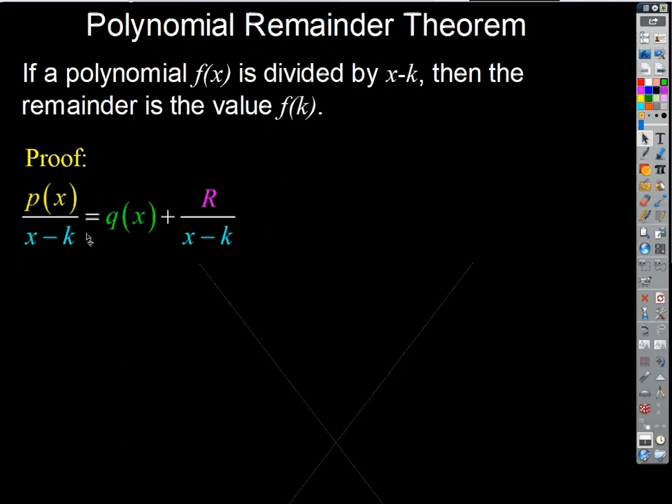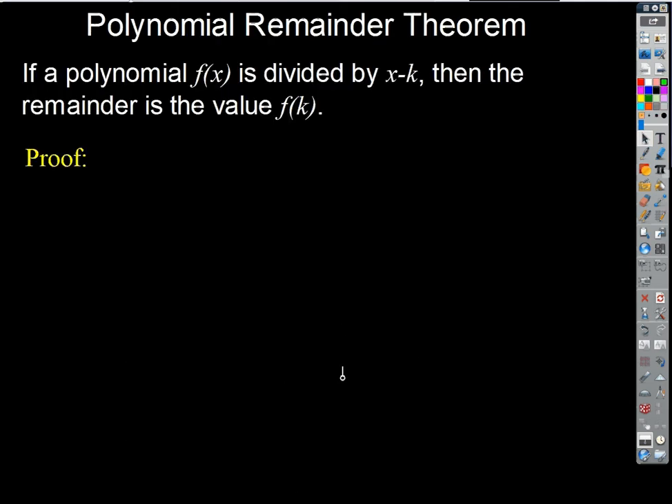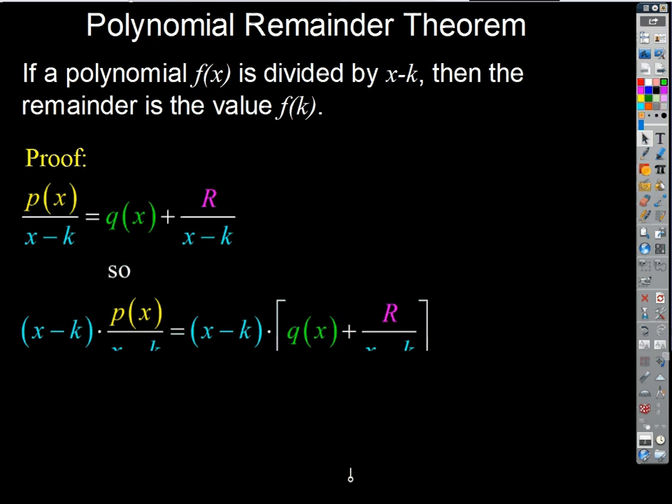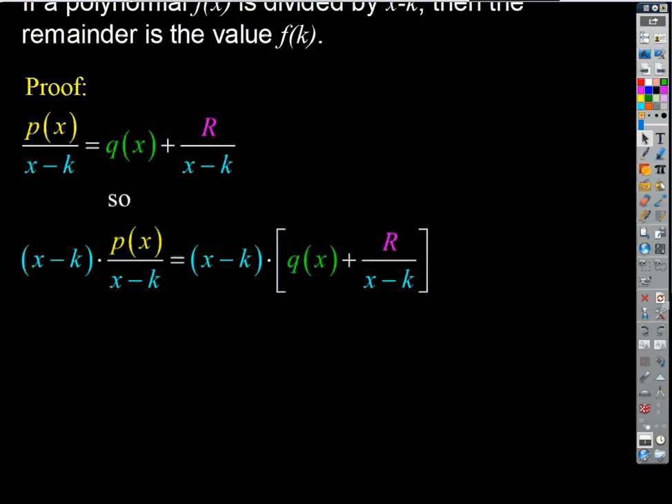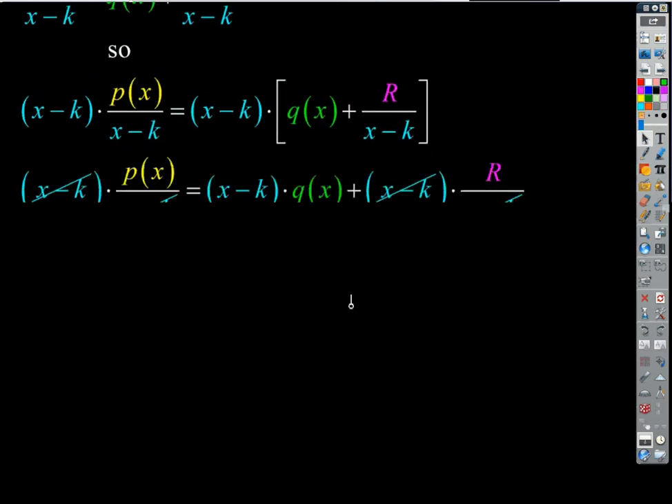Okay, I want you to think about something. What would happen if I were to multiply both sides of this equation through by the quantity x minus k? So look what happens if I multiply both sides through by x minus k. On the left side of the equation, those are common factors. That's on the top and that's on the bottom, so they cancel, right? So all I get on the left side is just plain old p of x, the original numerator.